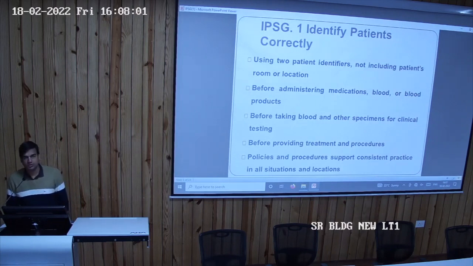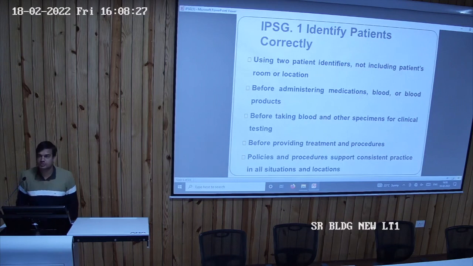So first thing, identify the patient correctly. There could be two persons of the same name in the same ward. So use two patient identifiers, not including the patient's room or location. So Mr. XYZ in orthopedics is not a complete identification. What you will need is a person's name and a UHID, a specific ID which is given to the patient when you are admitted to a hospital, and that is kept as a band on the patient's wrist.